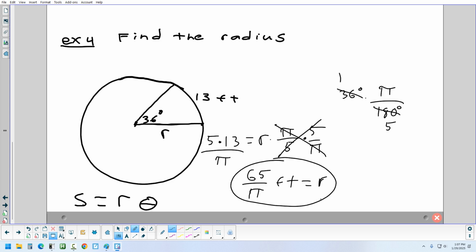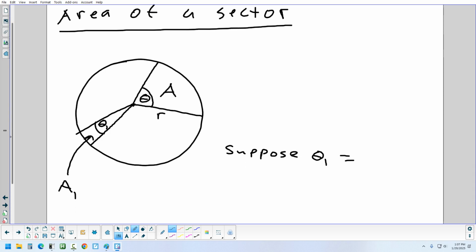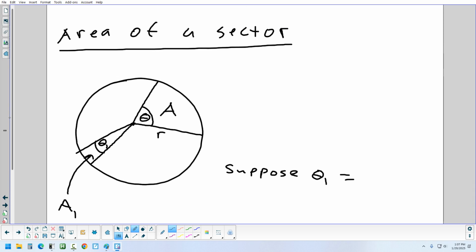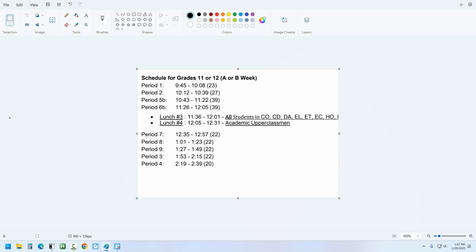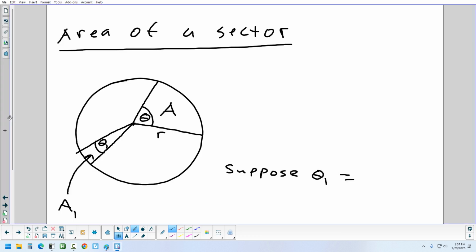Okay. So the last one is area, the area formula. Let's finish up with that. All right. So the first thing I want to look at is the connection between the size of the angle and the size of the area. Are they directly proportional?